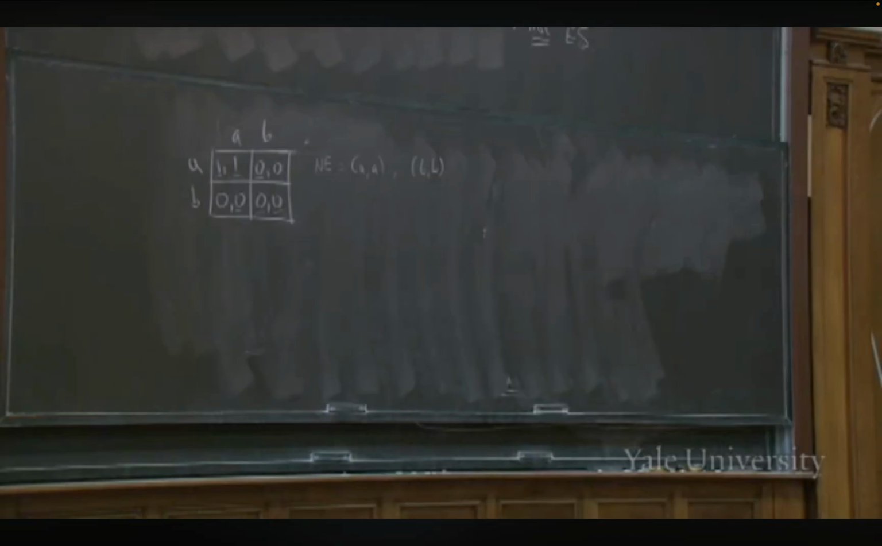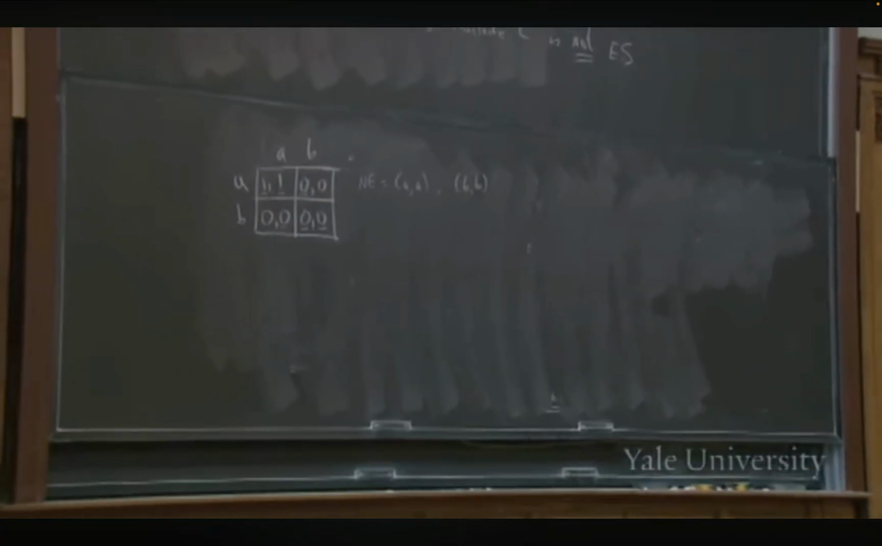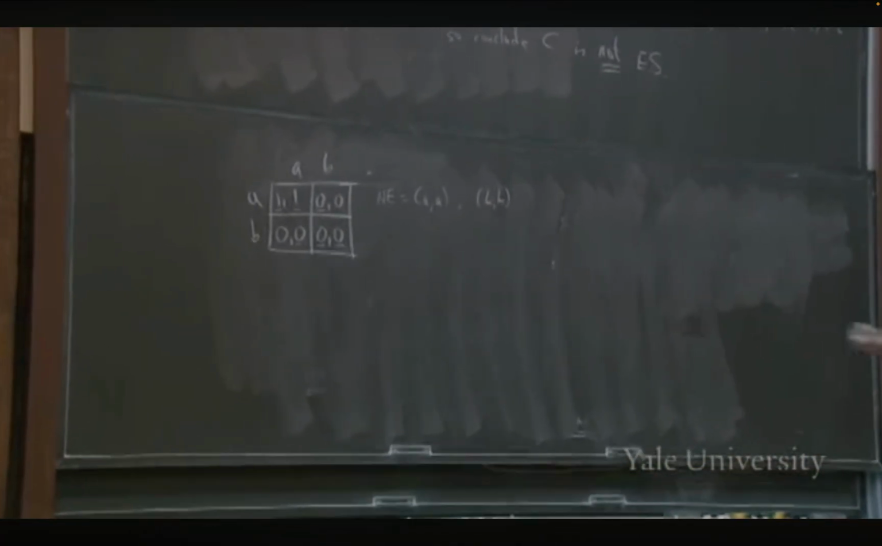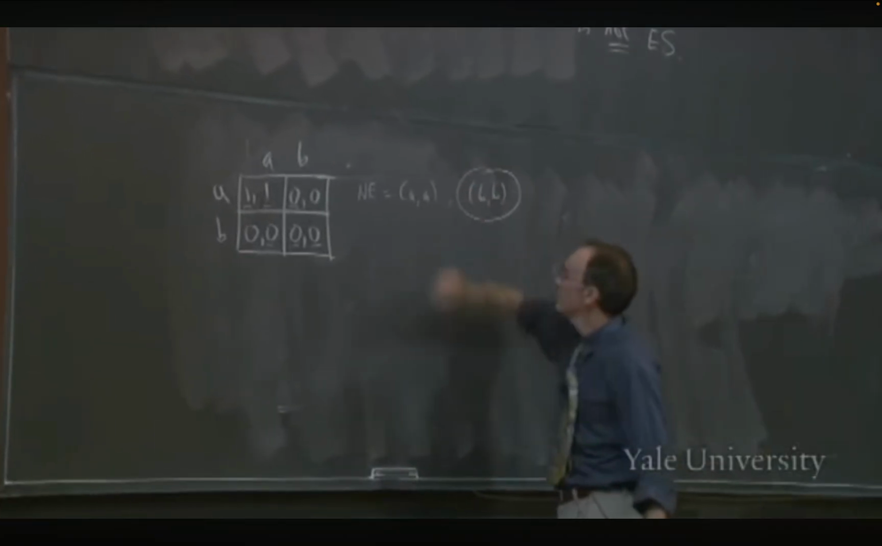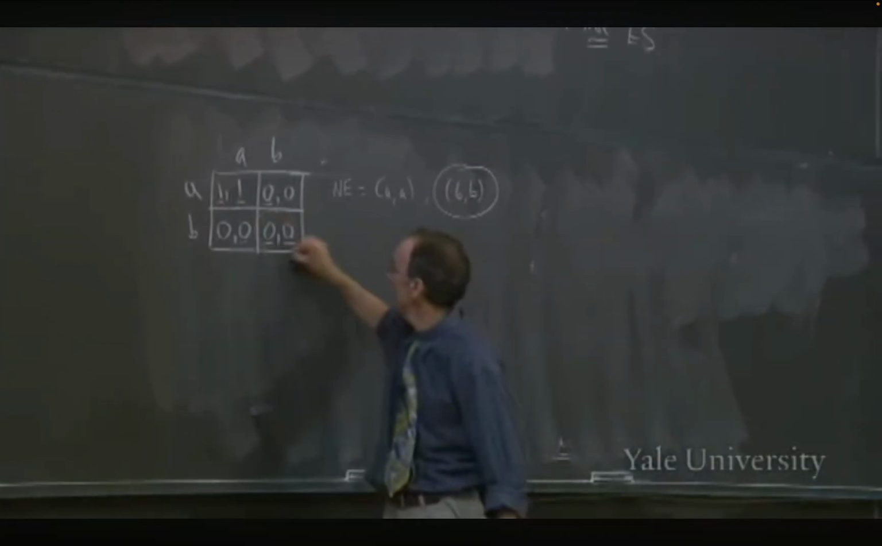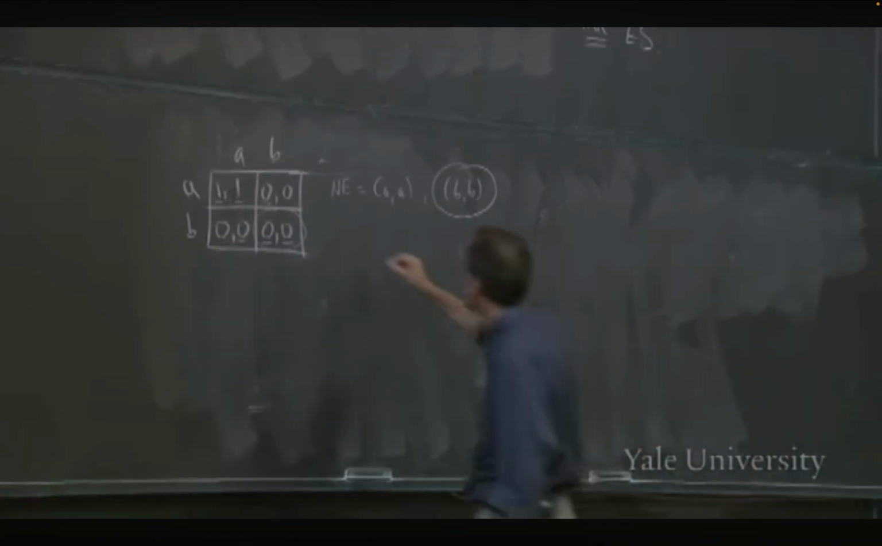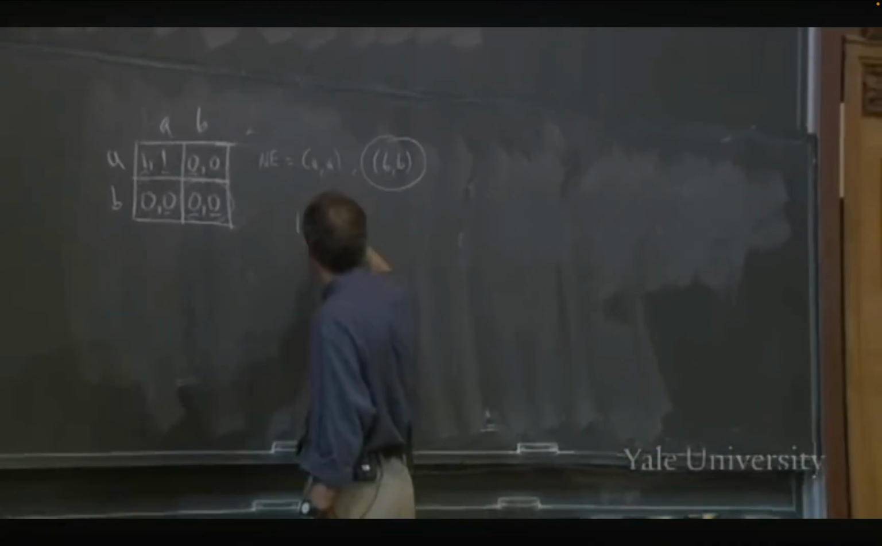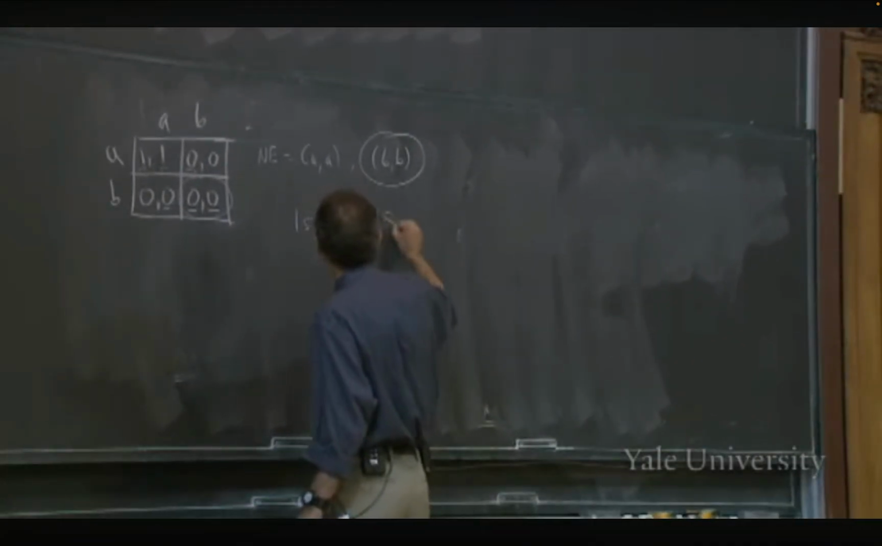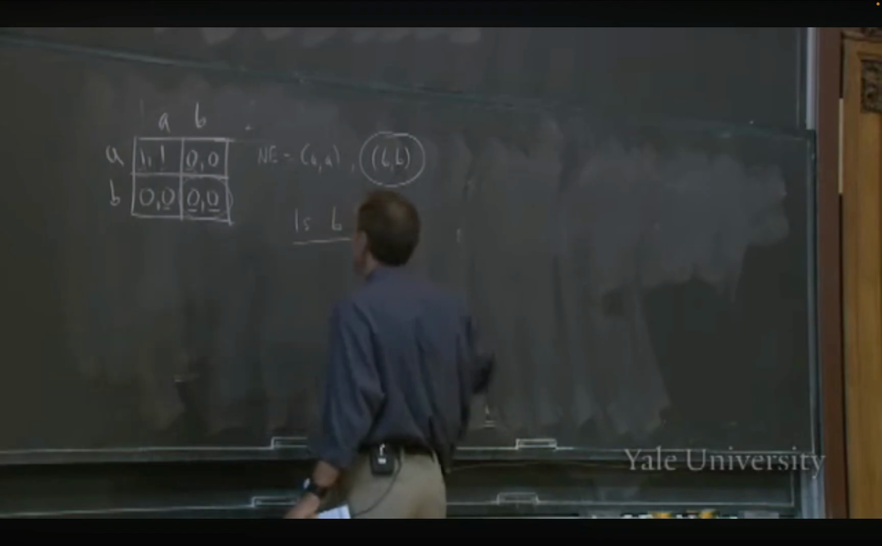Everyone happy with that? This is easy, right? But let's look at this second Nash equilibrium, the BB Nash equilibrium, the one that's down here. Is B evolutionarily stable? Is B evolutionarily stable?